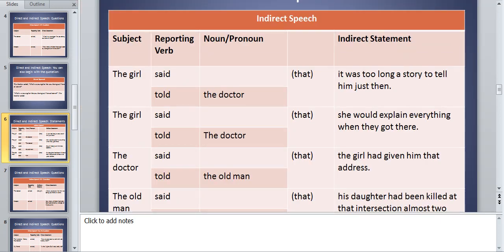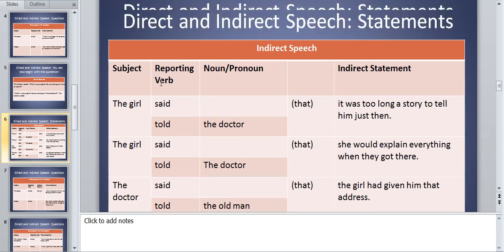Okay, now we're going to talk about what happens in indirect speech. Indirect speech means that I'm not using quotation marks. I'm making a sentence in which I report what somebody said, but it's not with quotation marks, and some things happen that are a little different. Okay, I can still use the verb said, the girl said, or I can use something like told.